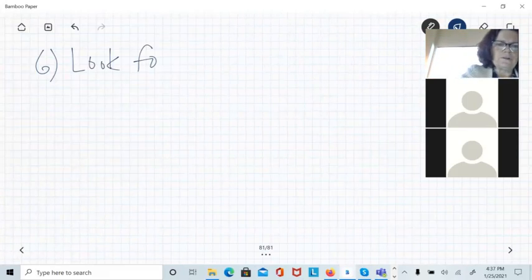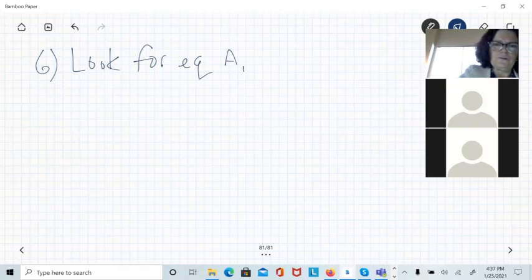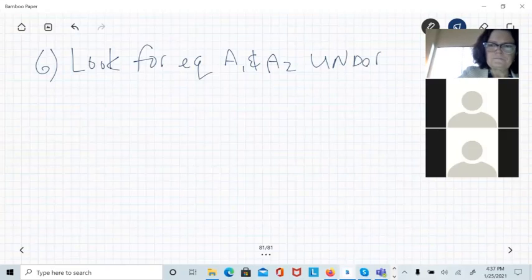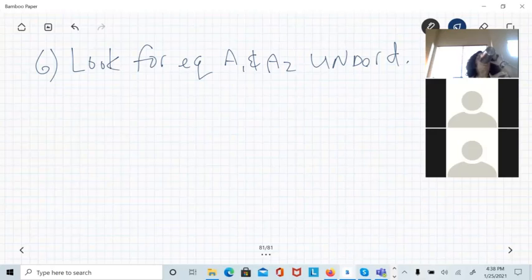So now I go and I look for the equations for A1 and A2, underdamped. Underdamped, underdog. You guys don't know about Underdog. That was my generation. PowerPoint.